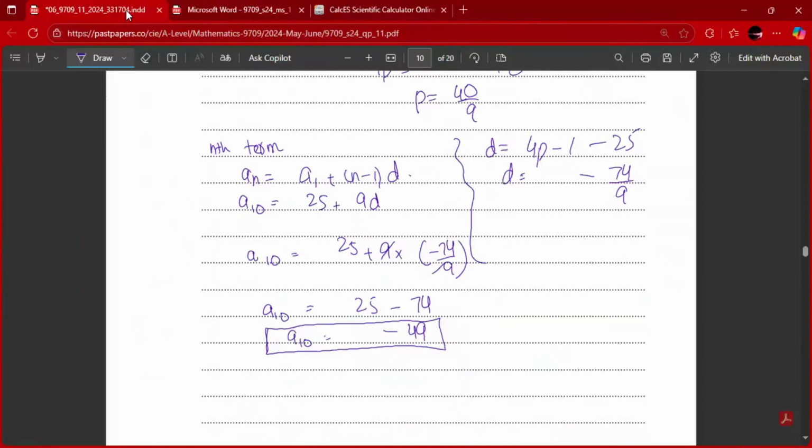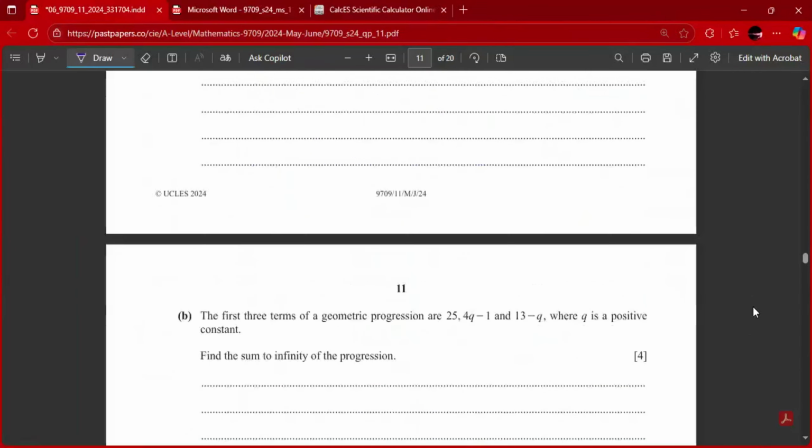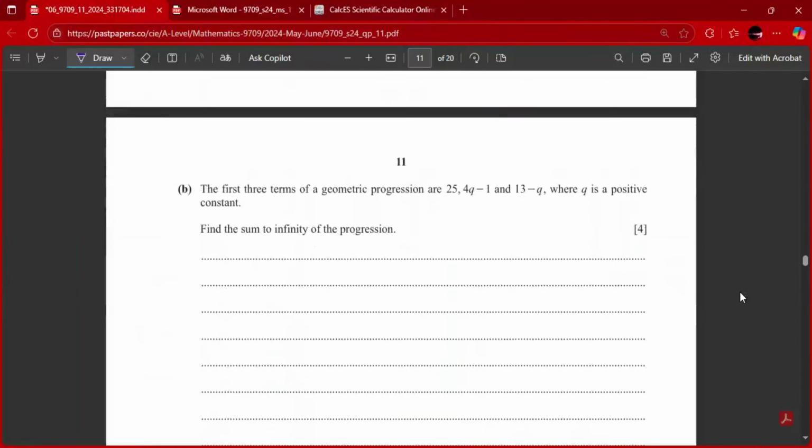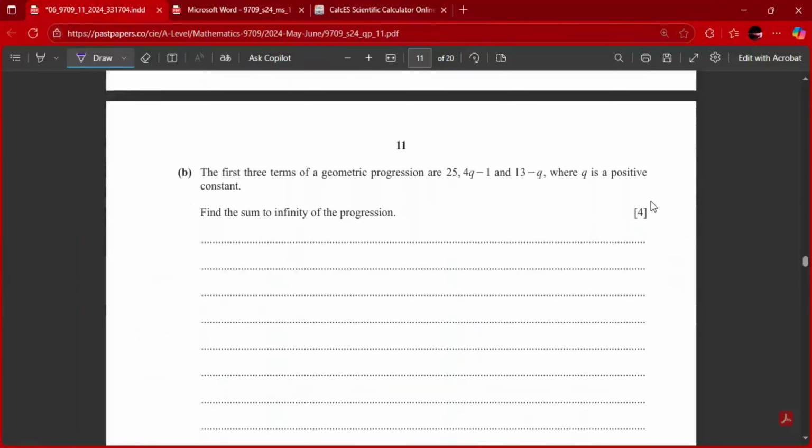Good. Next question, it's part B. I hate part Bs. Why can't there be only one part? Okay, so the first 3 terms of the geometric progression are this. Okay, sum to infinity. Oh my god. 4 marks. Can't you make it 8 marks?